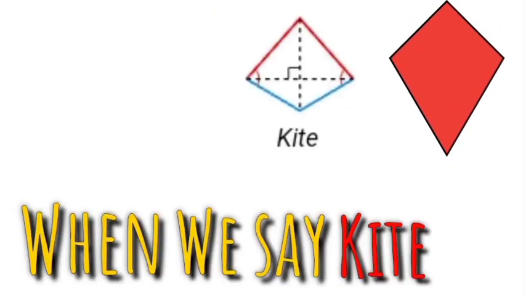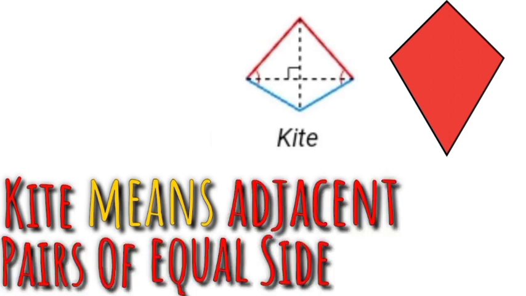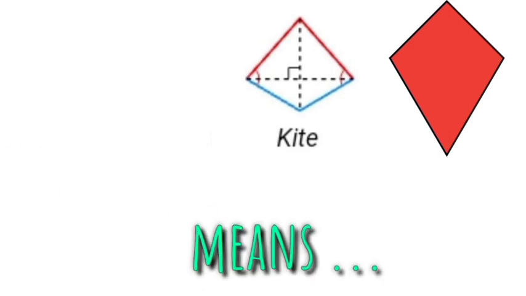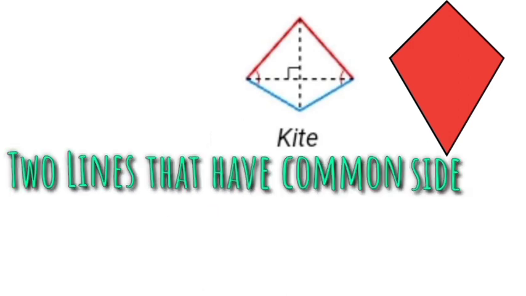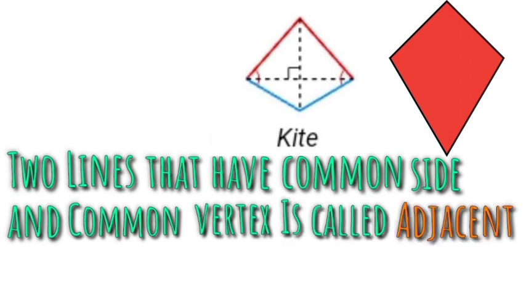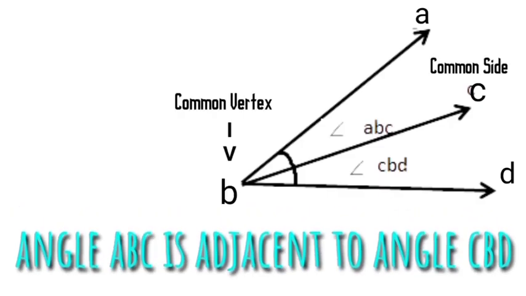The next quadrilateral is the kite. When we say kite, kite means adjacent pairs of equal sides. When we say adjacent, adjacent means 2 lines that have a common side and common vertex. Example, angle ABC is adjacent to angle CBD.